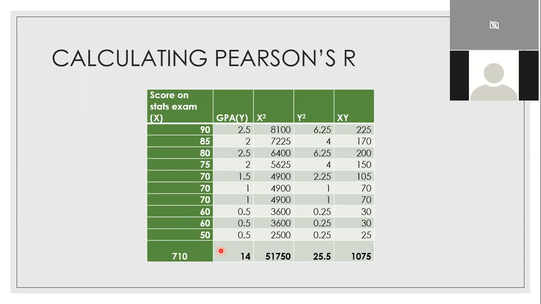So I have computed the totals on this table, which are pretty straightforward in terms of what's required from the table. You sum the x's, you sum the y's, you square all the x's and total them, you square all the y's and total them, and then xy, which is x times y, and you total that column.